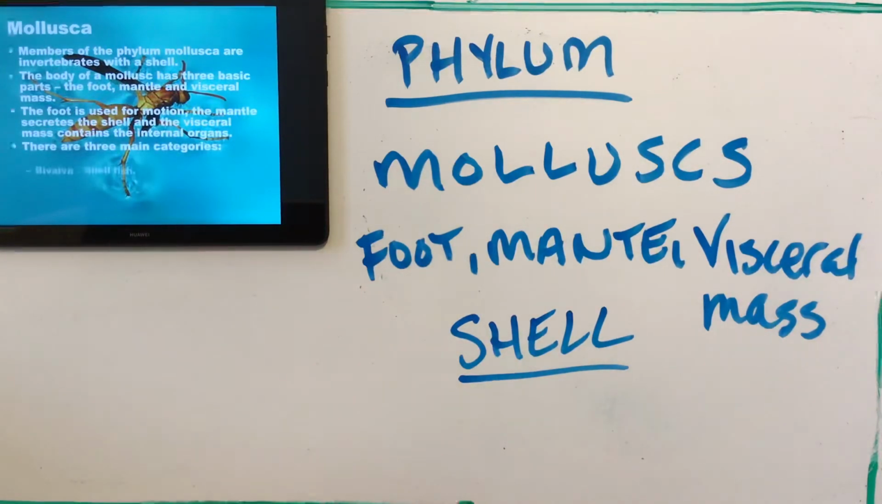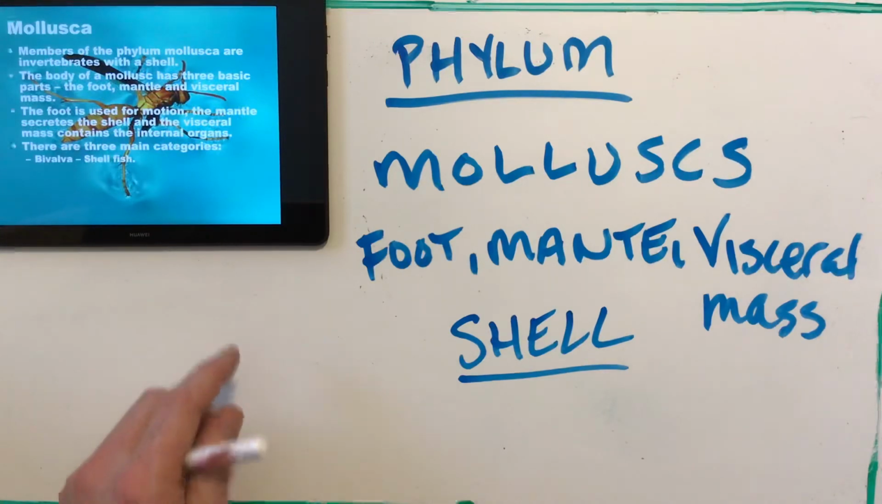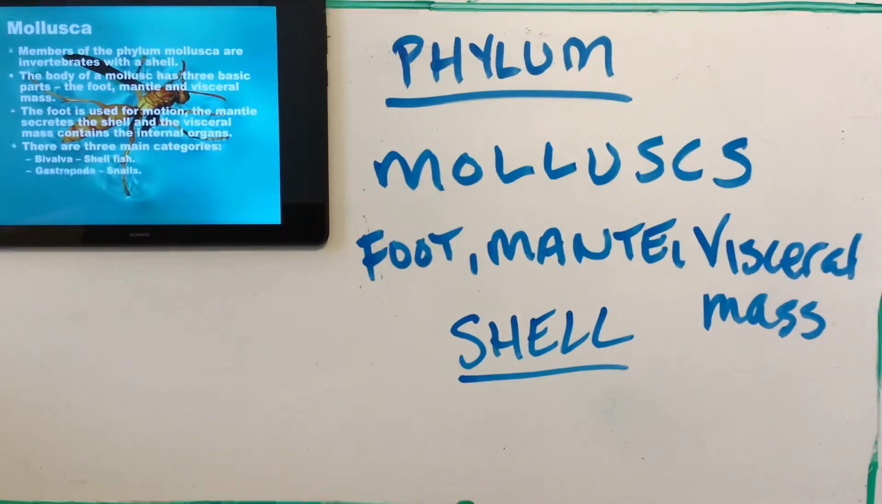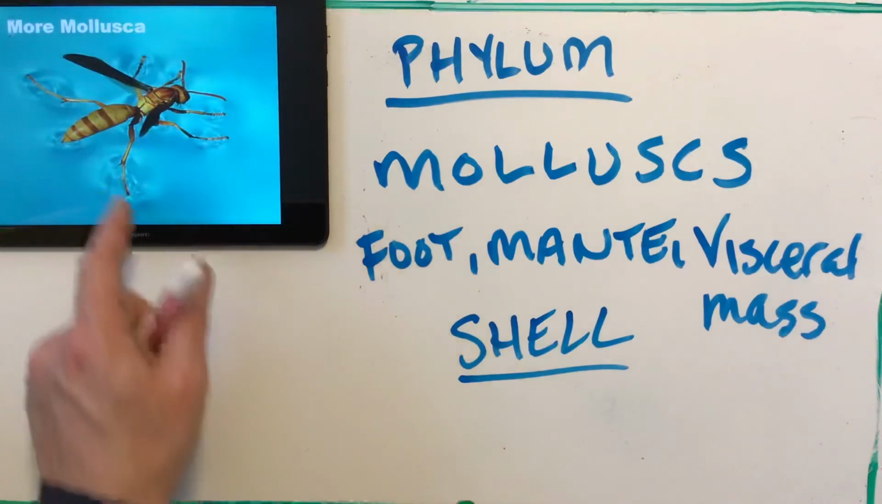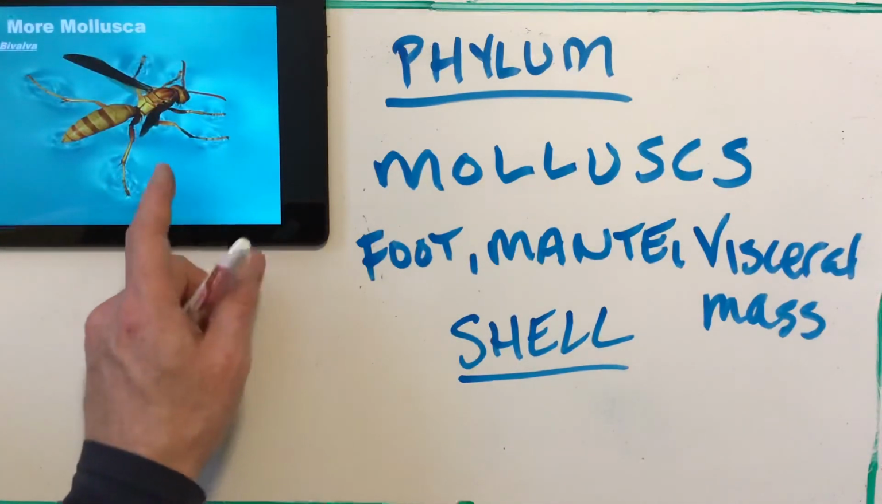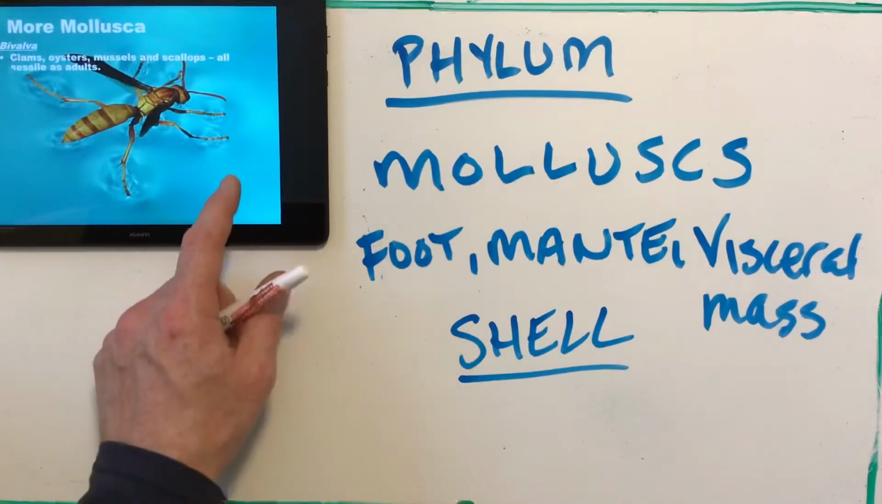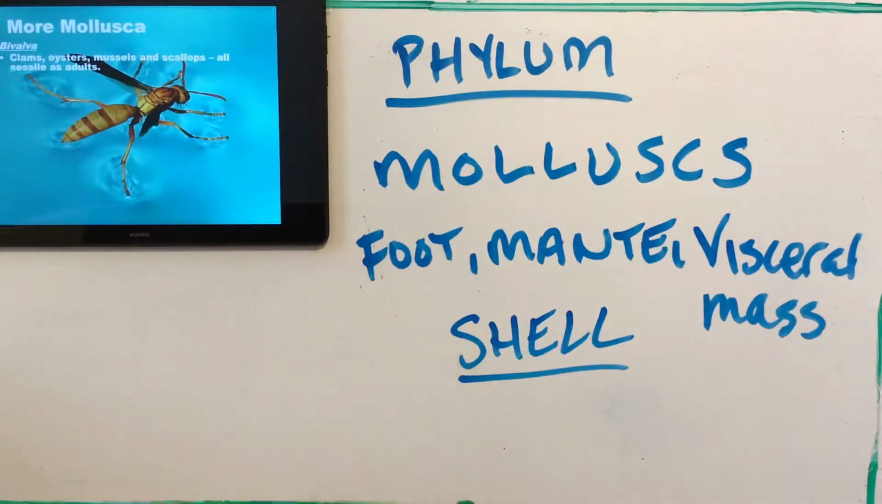There are three main categories: bivalves, which are your shellfish, clams, oysters, mussels; gastropods, which are snails and whelks. Whelks are basically a type of snail, very close to it; and cephalopods, which are octopi and squids. So we look here at the bivalves: clams, oysters, mussels, scallops. They're all sessile as adults. They're stuck in one spot. They have a two-part shell.